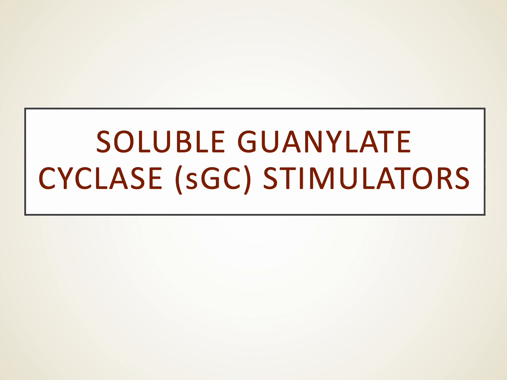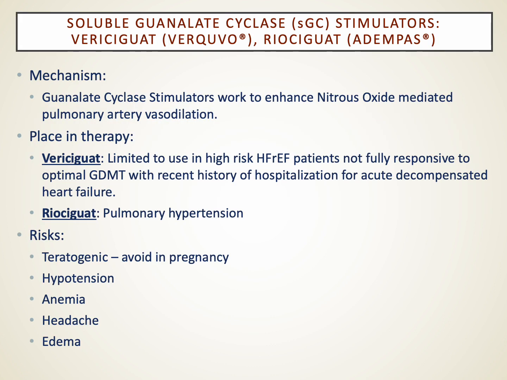Another new category on the block are the soluble guanylate cyclase stimulators. There are 2 of them that are on the market. Their mechanisms are to work to enhance nitric oxide mediated pulmonary artery vasodilation. And while these drugs are similar, one's used in heart failure, one's used in pulmonary hypertension. Both of them not very commonly used, not a first-line agent, fairly new to the market. So we're always a little concerned when we see a new category of drugs where we don't necessarily know the safety profile.